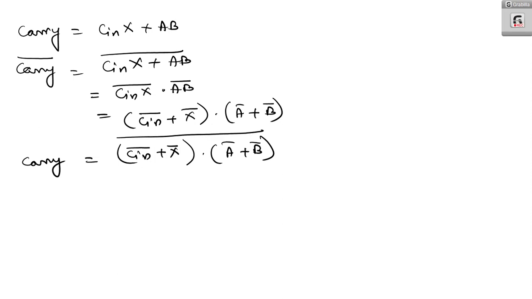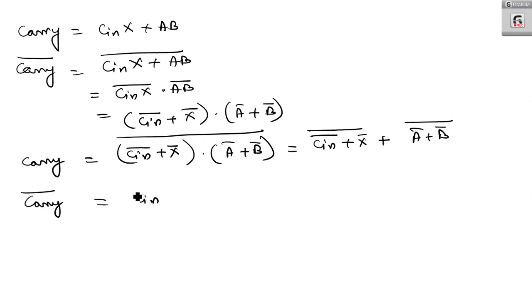Okay, but we have not reached the final condition. So what we get is Cin bar or H bar, the whole bar, or A bar or B bar, the whole bar. So you got the carry. But again, what is carry bar? Carry bar I can write as Cin bar or H bar bar, or A bar B bar bar, the whole bar.